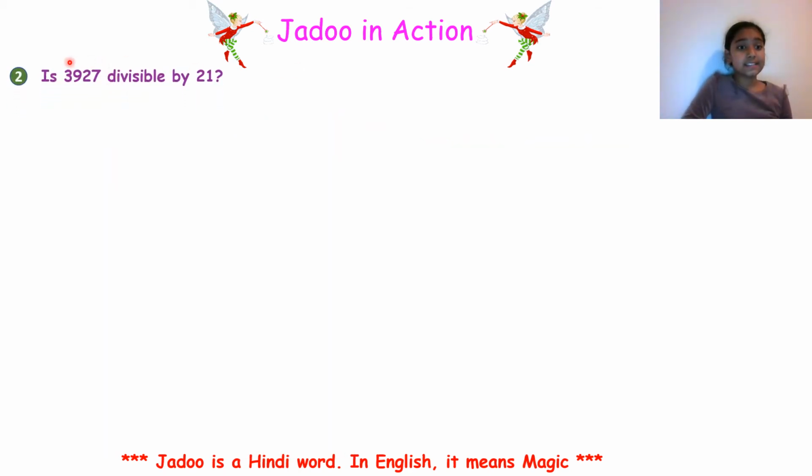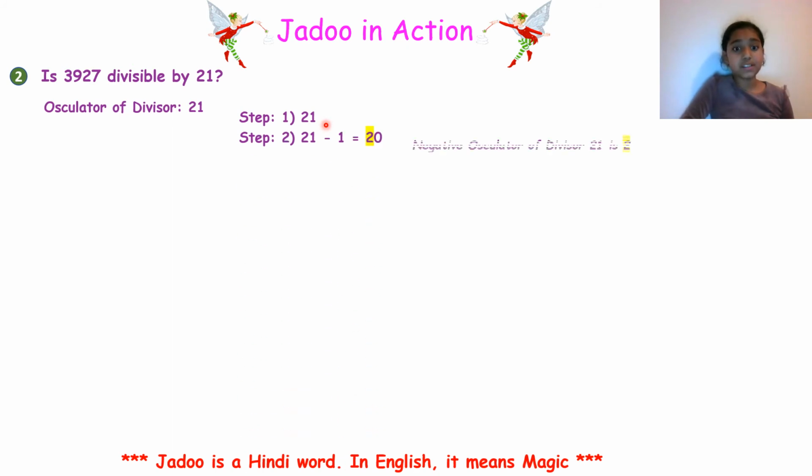Second question. Is this number divisible by 21? As per the trick, we need to find the oscillator of divisor 21. So as per the trick, whenever the number ends with 1, you don't need to do anything. So step 1 is only 21. Step 2. As per the trick, when the number ends with 1, you need to do minus 1. So step 2 is 21 minus 1 is equal to 20. So our negative oscillator of divisor 21 is 2.